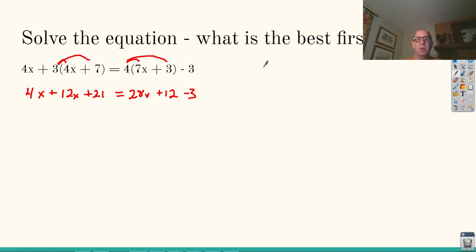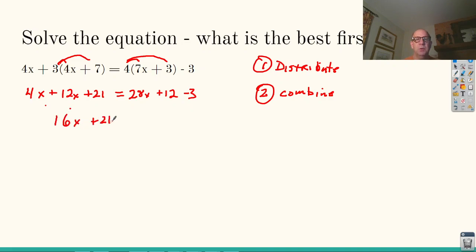So what's our next step? So really, we learned last week the 5 steps. And the first step was distribute if necessary. So the first step in solving an equation is distribute. Second is going to be combine like terms. So what are my like terms? I have a 4x and a 12x. That gives me a 16x plus 21 equals, in here I've got 28x, and 12 minus 3 is 9.